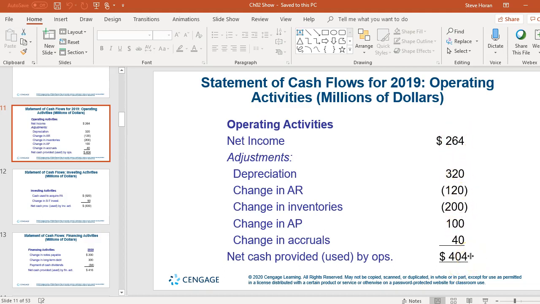So the actual cash that this company generated by doing what it does, we don't know what it does for sure if it's a manufacturer or a retailer, but it generated $404 million worth of cash. And that's good. It should be positive. We do want that to be positive.